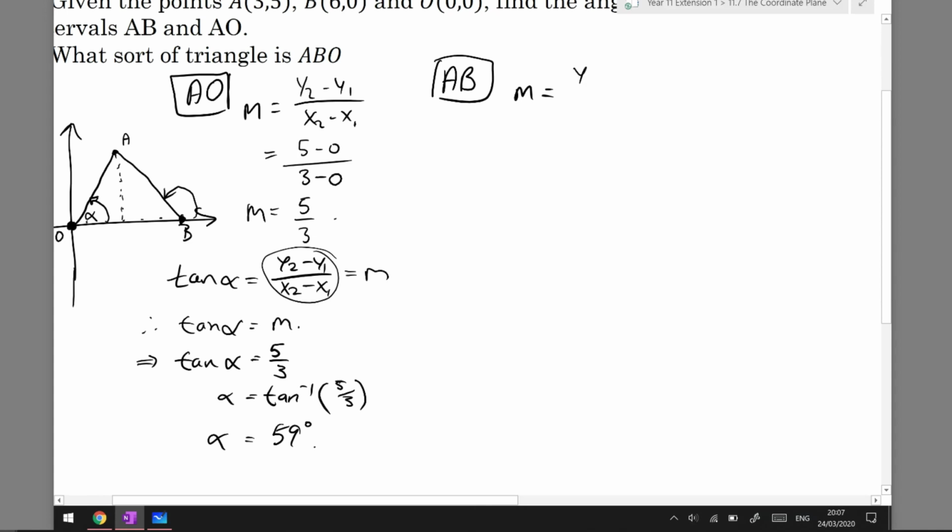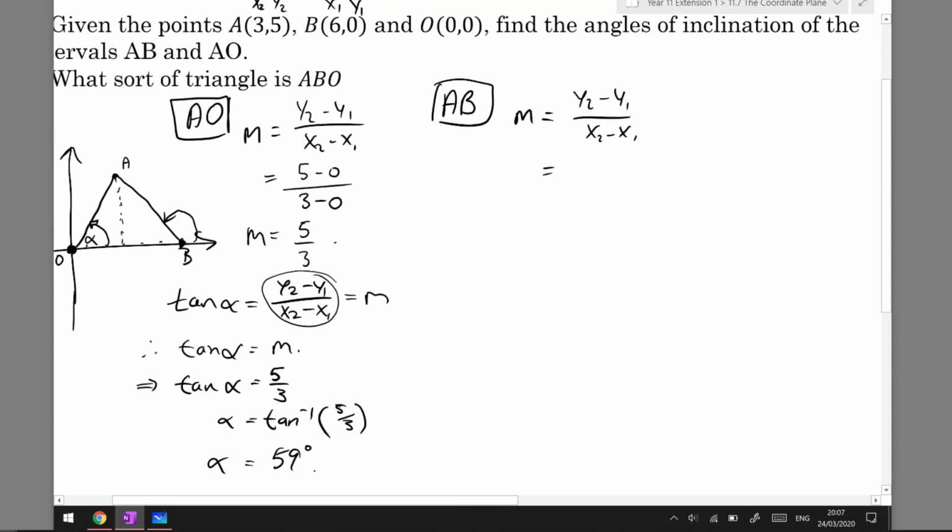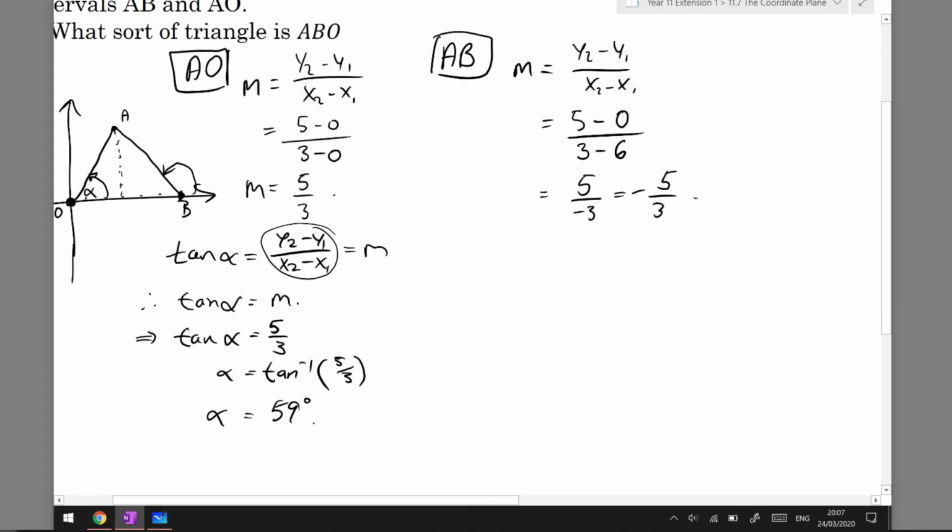So using my gradient formula, y2 minus y1 over x2 minus x1 is equal to, so we're going to go y2, which is 5, minus 0 over x2, which is 3, minus 6. Okay, so working that out, we get 5 over -3, which is just equal to -5 on 3. So my gradient for my second one is 5 on 3, but it's negative.